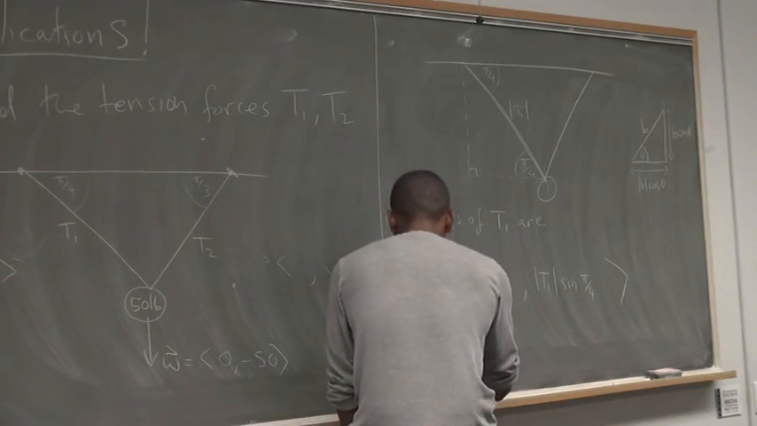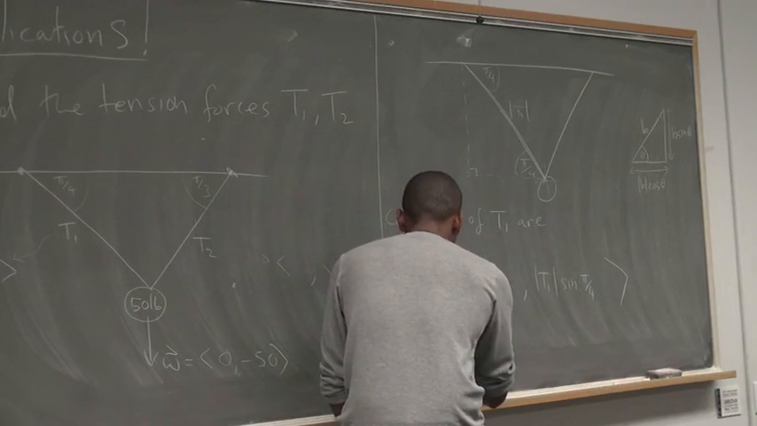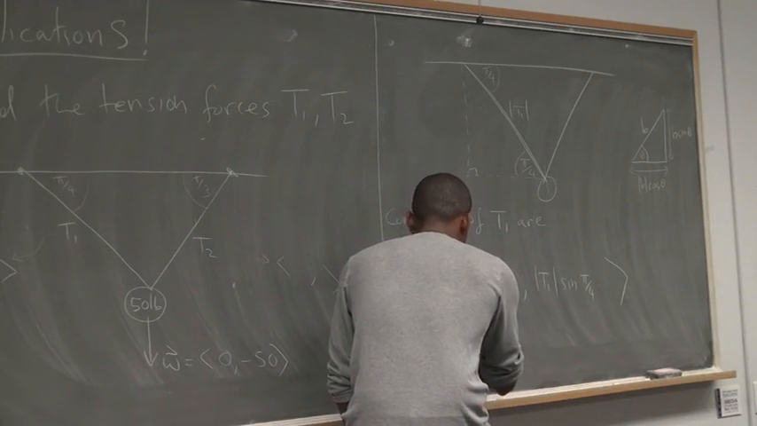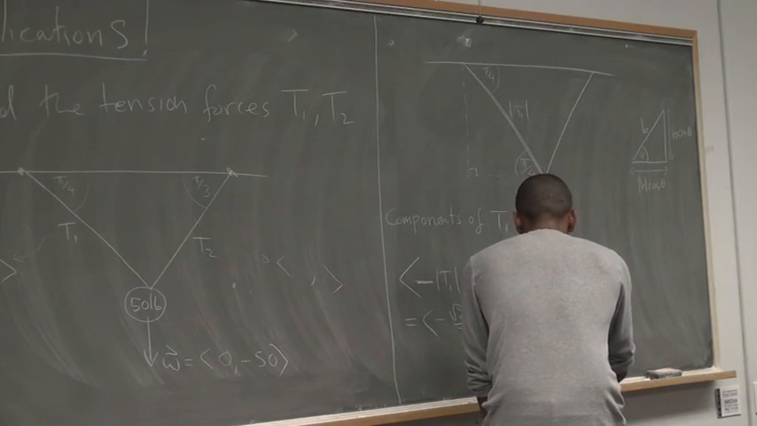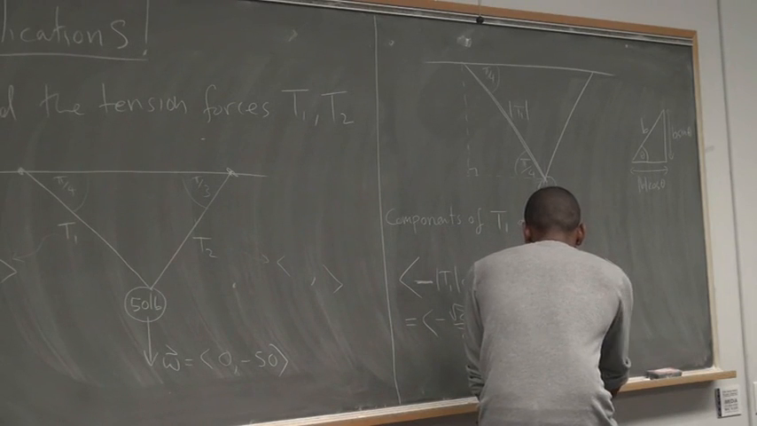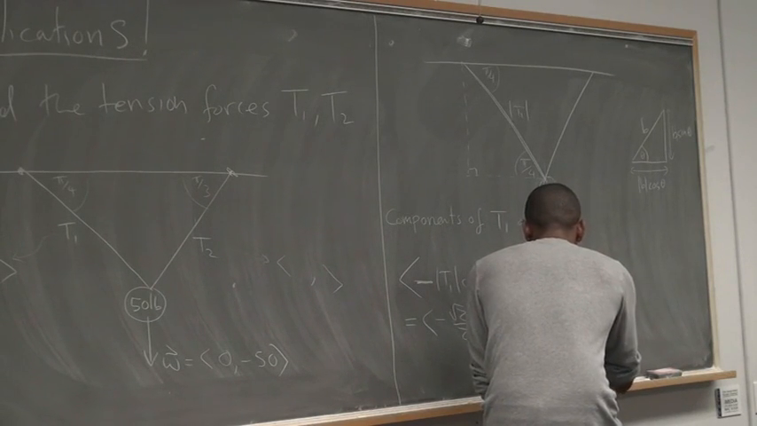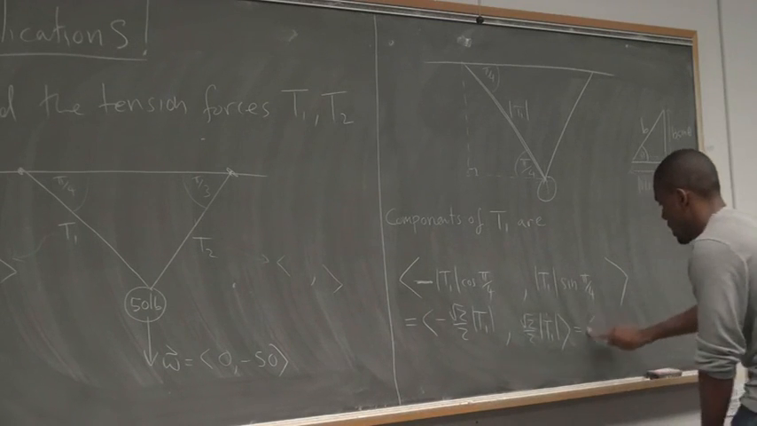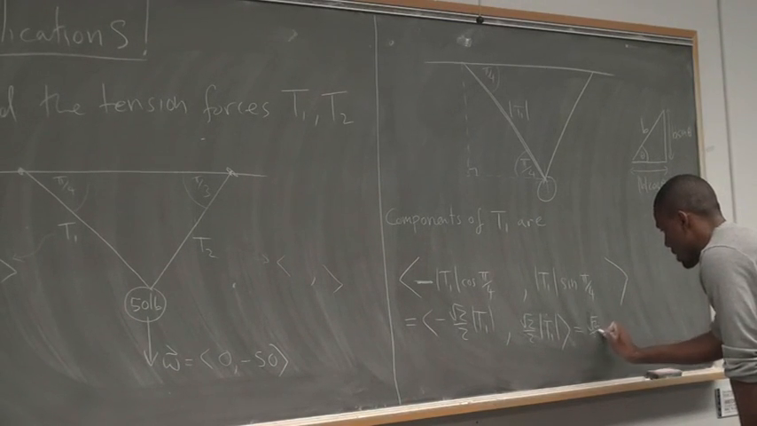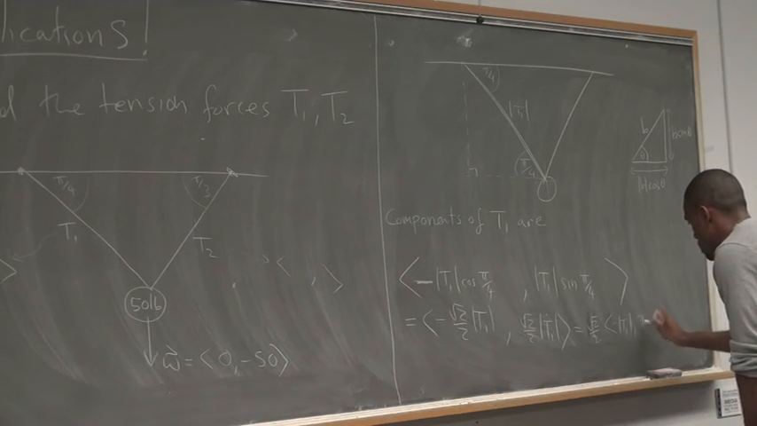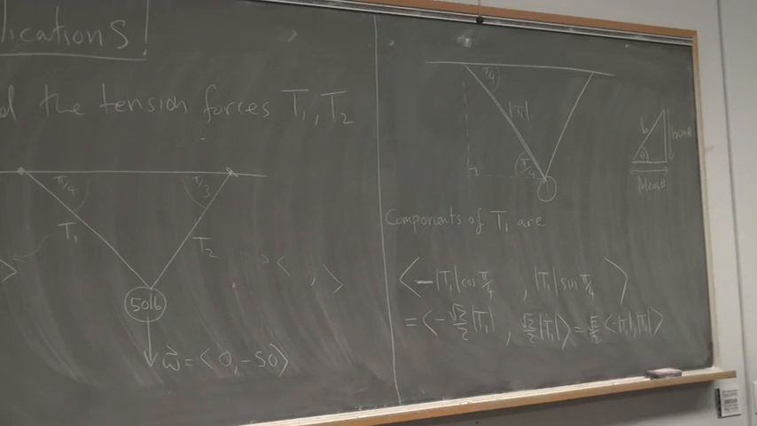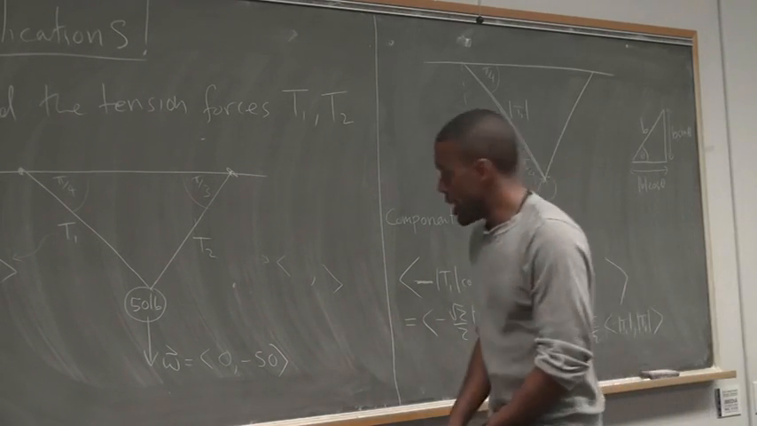What's cosine of pi over 4? So this is minus radical 2 over 2 times the magnitude of T1, and this is positive radical 2 over 2 times the magnitude of T1. This I can actually write as radical 2 over 2 times minus T1. The ultimate goal here is we're going to find what T1 and T2 are, their magnitudes. And a similar thing can happen for T2.